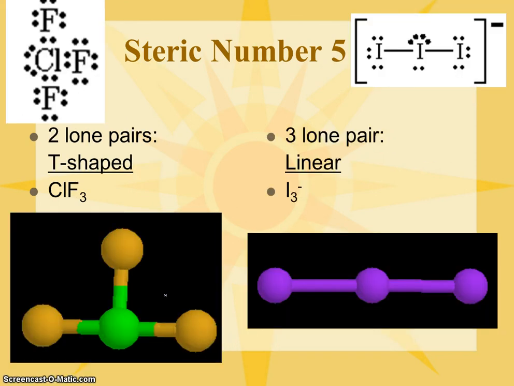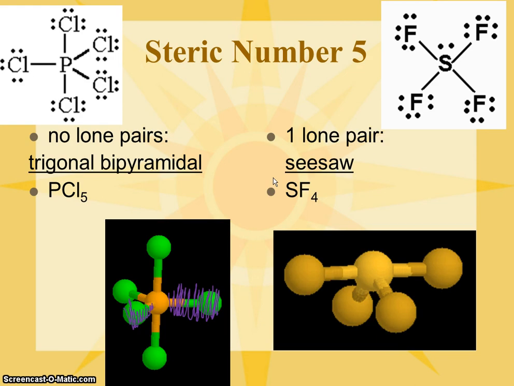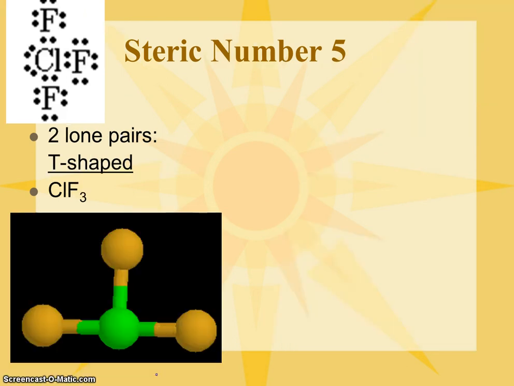Last derivative shape possible here for steric number 5, if I have 3 lone pairs on that central atom, which you can see here with this Lewis structure, 2 single bonds, 3 lone pairs around the center, then a linear shape is what I end up with. If I go back again to my bipyramid, if I take this guy off now, so all 3 things here on the center are lone pairs, all that's left is a straight line.